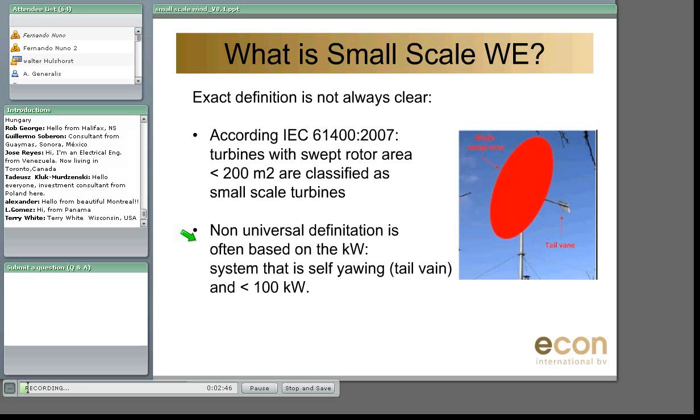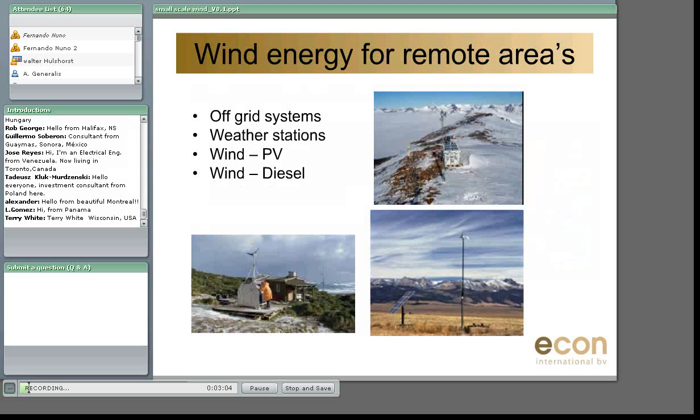Wind energy, I think it started with yacht or boat applications. It was mainly used for battery charging on boats, so you can use your radio on a boat or the lighting of the boat. After that, I think most of you will recognize that wind energy was also used for remote areas. They are mainly off-grid systems, and most of you will recognize weather stations at some areas where you don't have electricity and you want to use a kind of wind turbine.